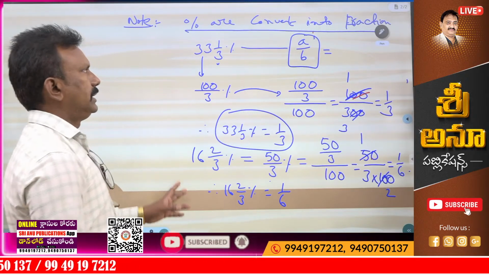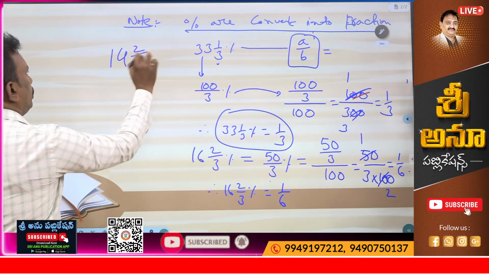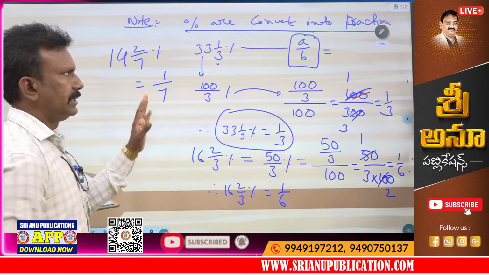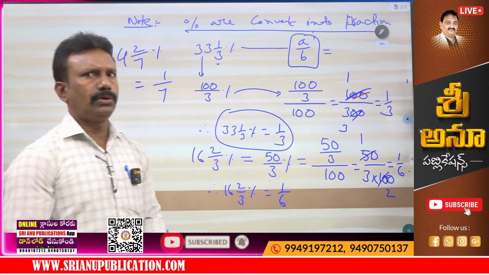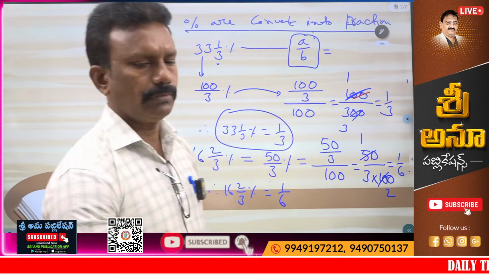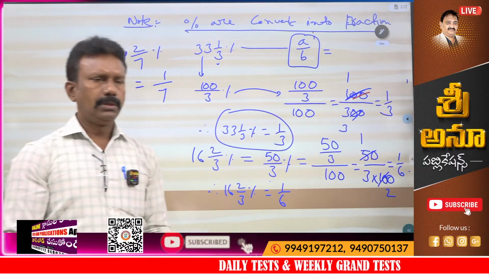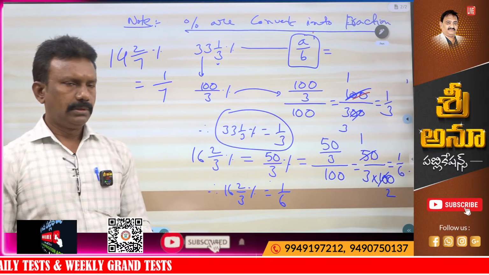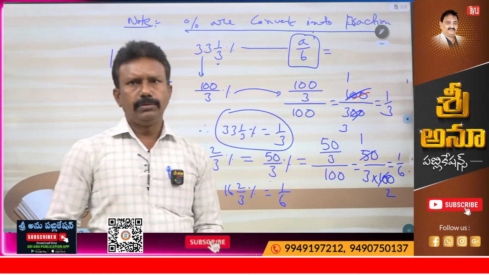These are the important notations. Similarly, 14 2 by 7 percentage is equal to 1 by 7. We follow the same method. So these are the basic notations, percentage to fractions. And one more important concept is that, okay. So next we'll meet in the next live session.